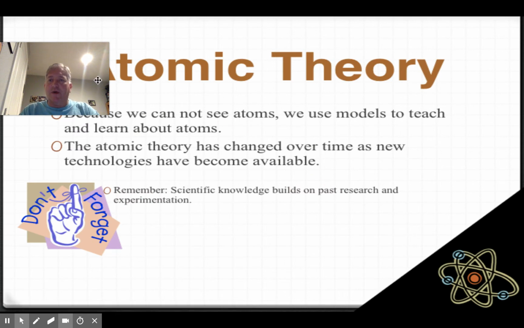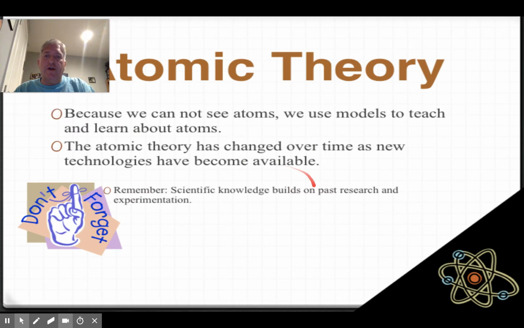Because we can't see atoms, we use models. We always use models to teach and learn about atoms because they're teeny tiny. And theories have changed over time because technology's got better. We can see better, and as we build on past research and experiments, it helps us to understand. So the whole idea of this lesson is to show you how we started way back in the past and come forward to see how the way we view the atom has changed.